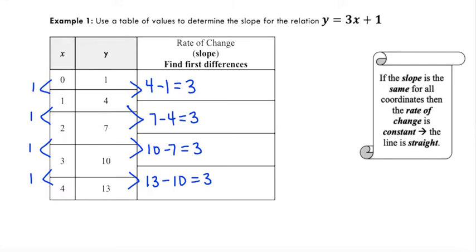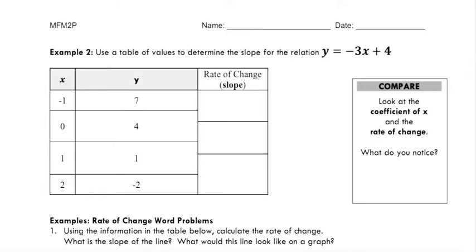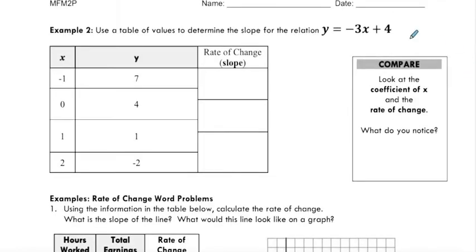Let's take a look at some more examples. For example number 2, we're using the table of values to determine the slope for the relation y equals negative 3x plus 4. Again, I've given you the x values and the y values already. But remember that you can find the y values by choosing your values for x, substituting that into the equation, and solving for y. Again, I want to make sure that my x column goes up by a constant amount. So it looks like I'm going up by 1 for each value, which is what I hope to see.